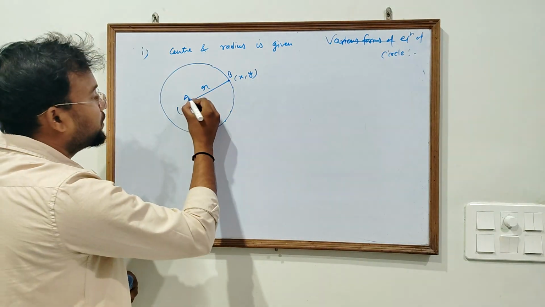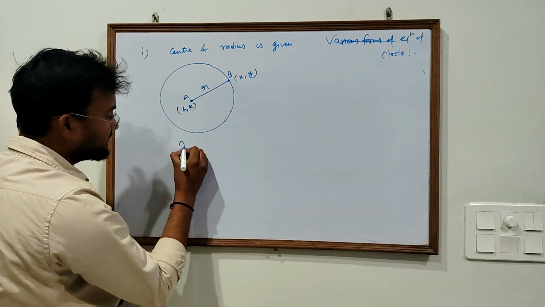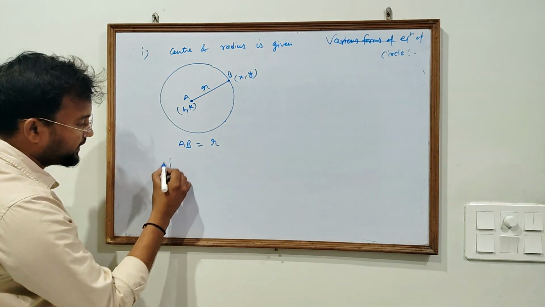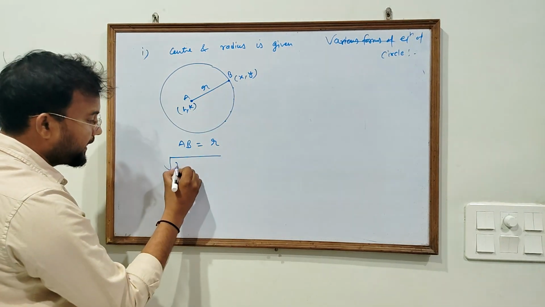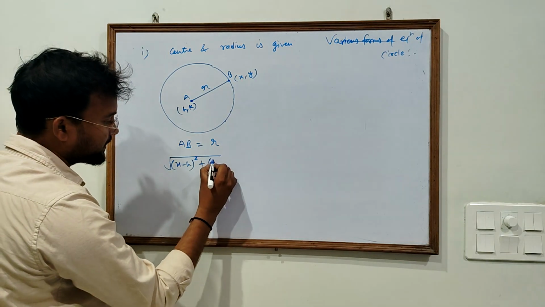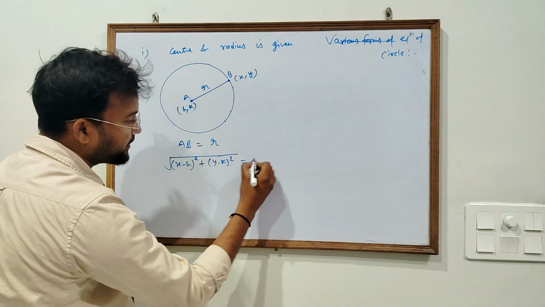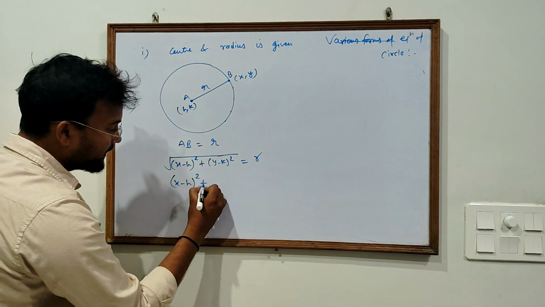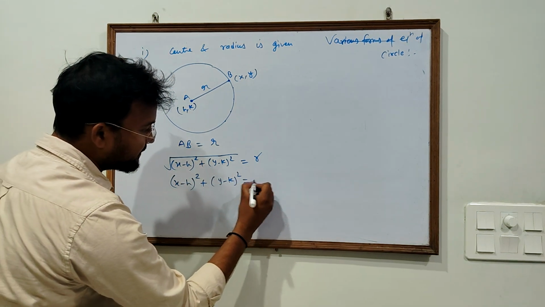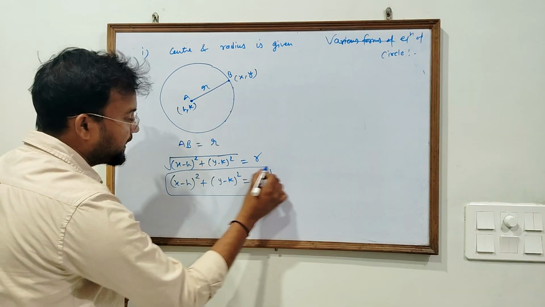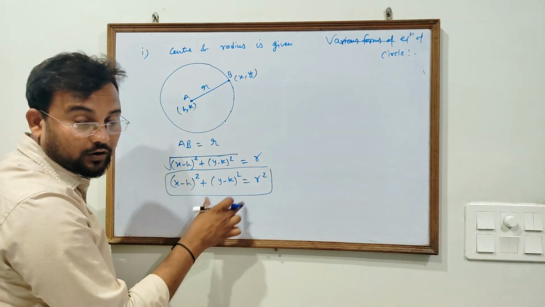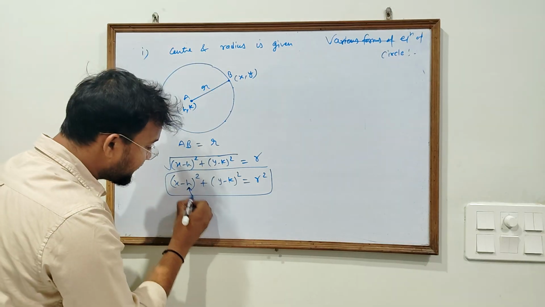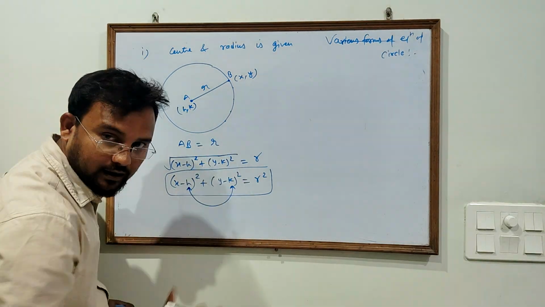Okay, bachon, if you see, the AB distance is nothing but the radius. If you use the distance formula for AB, this would be under root x minus h whole square plus y minus k whole square, and that should be equal to the radius. If you square both the sides, this would be x minus h whole square plus y minus k whole square equal to r square. This is called the equation of the circle or standard form of the circle, where h and k is the center coordinate and r is the radius.